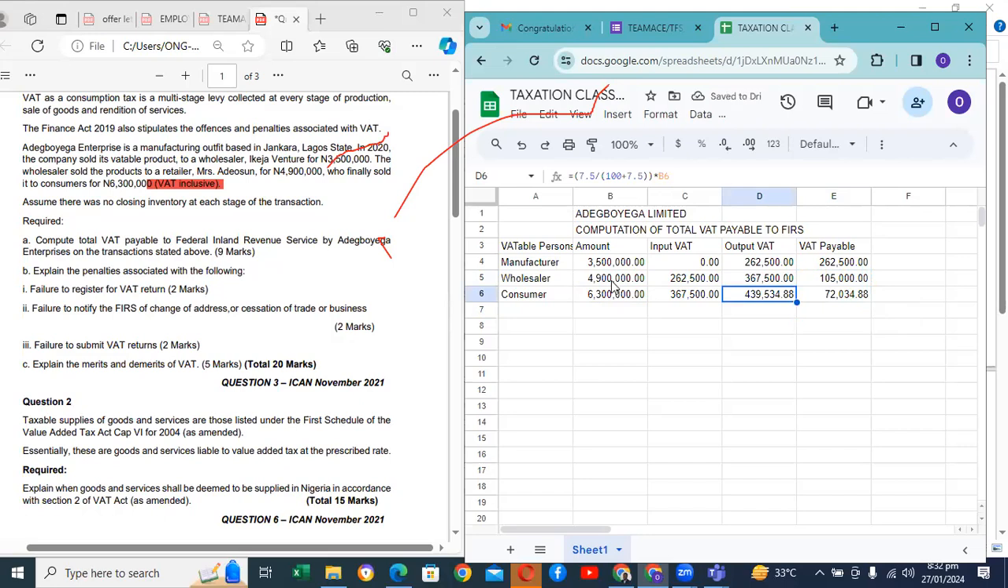Okay. When the examiner says VAT inclusive, it means add the VAT amount to the denominator. So the VAT rate is 7.5 over 100. The denominator is 100 plus 7.5, that's 107.5. That's 7.5 over 107.5 times the amount he sold, and it will form the input VAT. Do you understand?